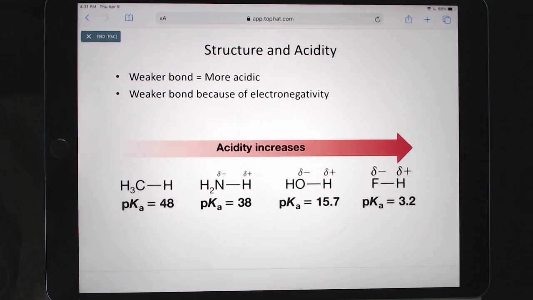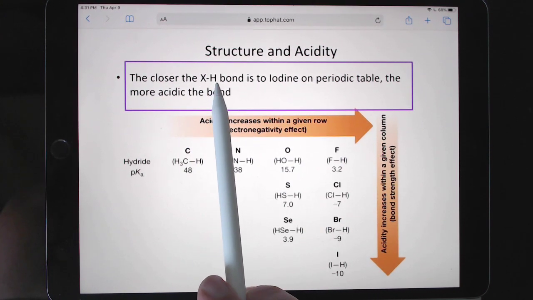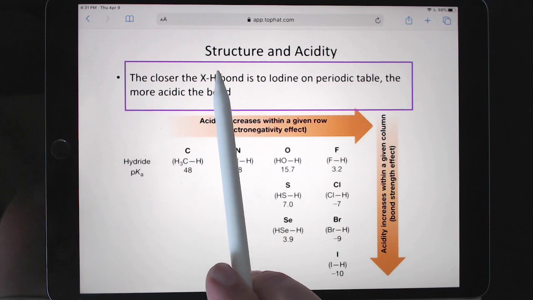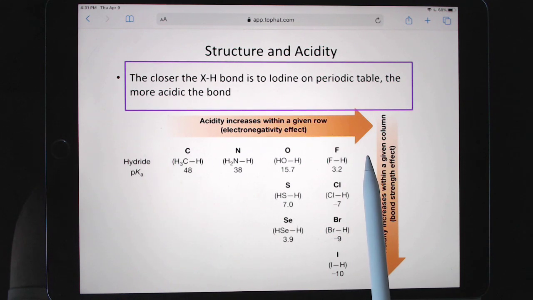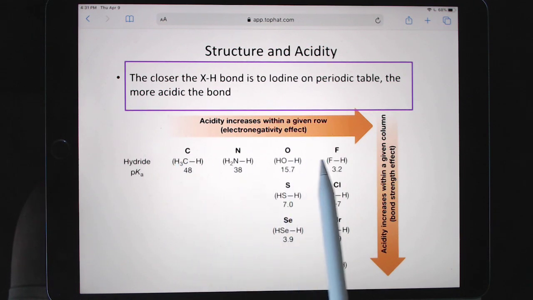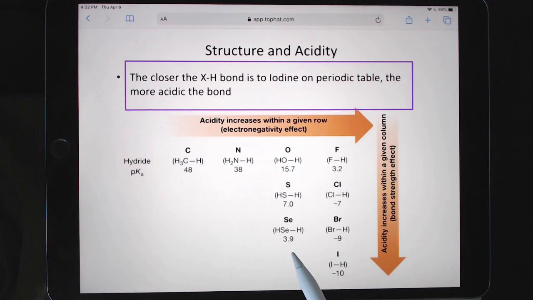So the trend is, if you're looking at the atom that is holding directly onto that hydrogen, the closer it is down to iodine, the more acidic it is. When you go across, you increase acidity. When you go down, you increase acidity. The same trend holds in this column here: oxygen, sulfur, selenium. You become increasingly acidic.